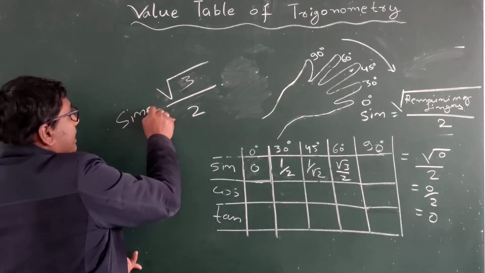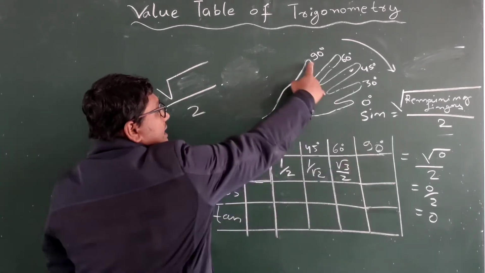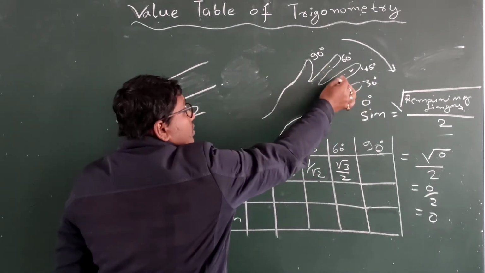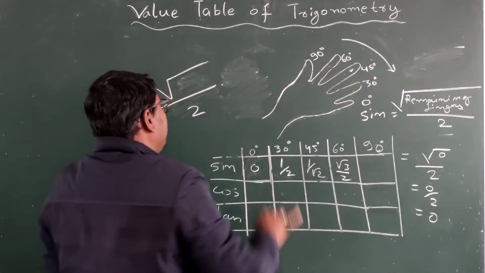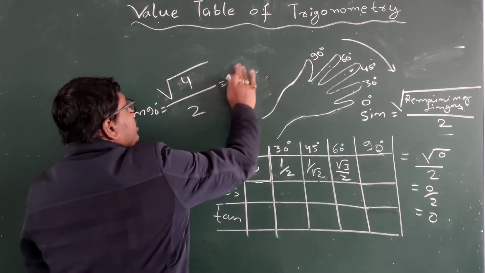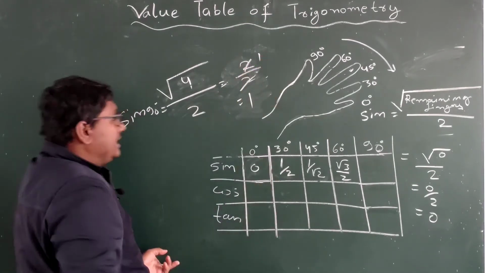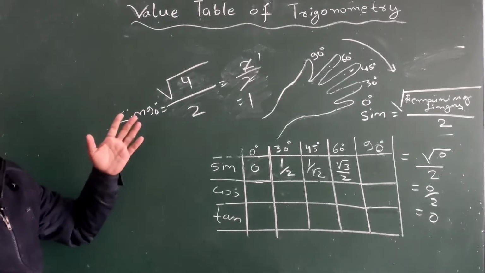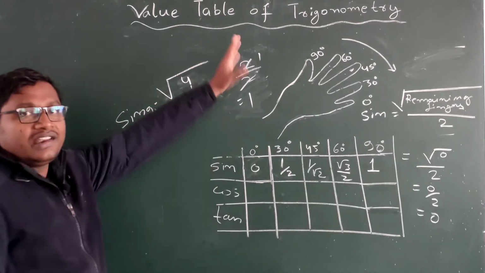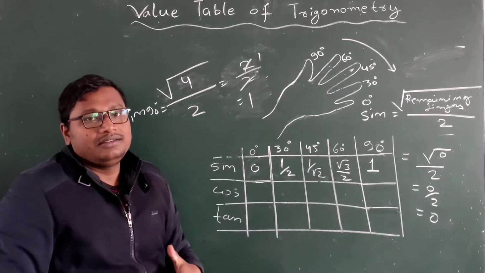Now sine 90 degree this time. For sine 90 degree, again you see 90 degree is here. How many fingers are left in this direction? 1, 2, 3, 4. 4 fingers will be left. So 4 should be written here. Root under 4 means 2, and 2 by 2 will be 1. That's why sine 90 degree will be equal to 1. So we should write here 1. So using your left palm, you can easily get the values of sine 0, 30, 45, 60 and 90.